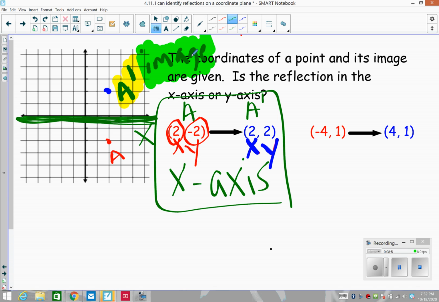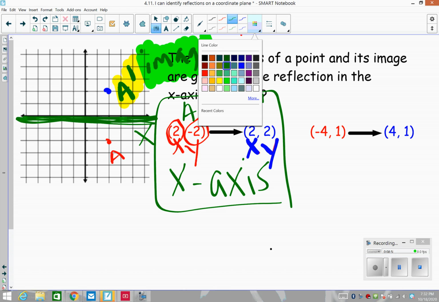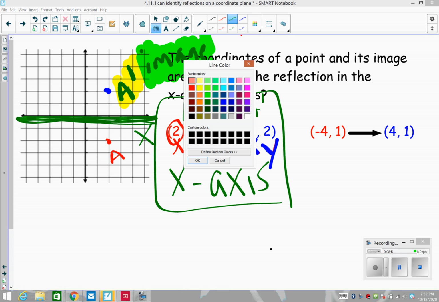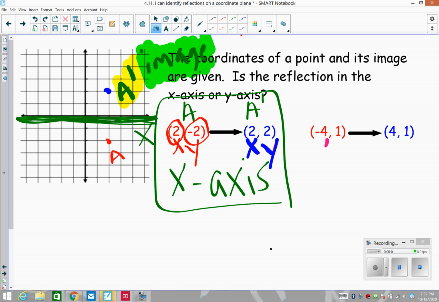Let's go ahead and plot these points. I'm going to change color so that it pops out at us. Okay, so -4, 1, 2, 3, 4, +1.